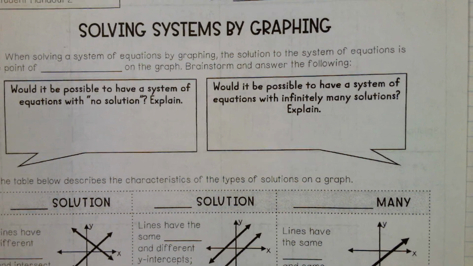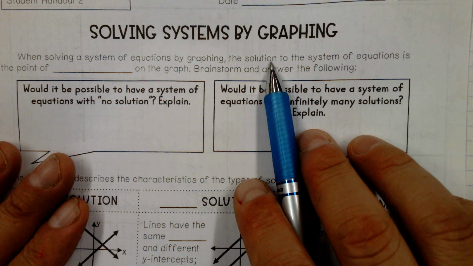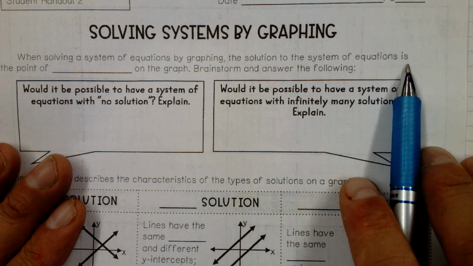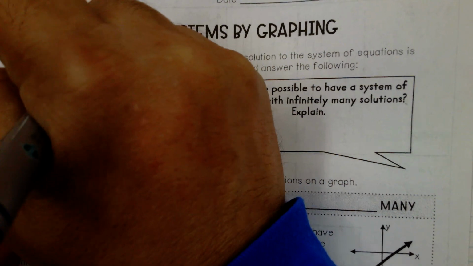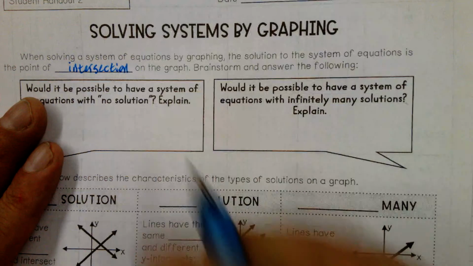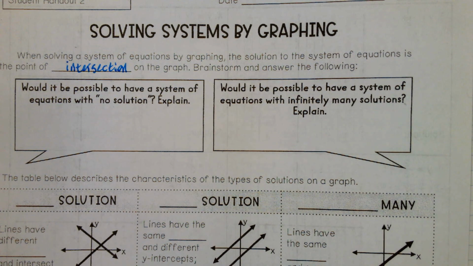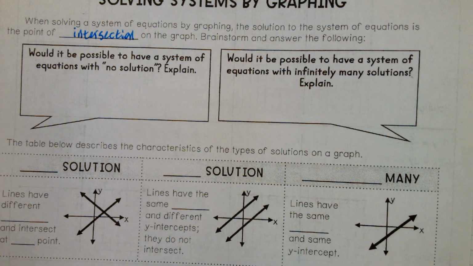Okay, so a couple things that we've already learned is when solving a system of equations by graphing, the solution to the system of equations is the point of intersection. Write the word intersection on the graph. So just remember, any point, any location where two lines cross or intersect, that's a solution. Everywhere the two lines touch, think of it that way. Everywhere the two lines touch is a solution.